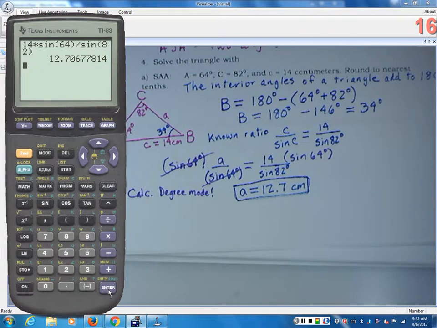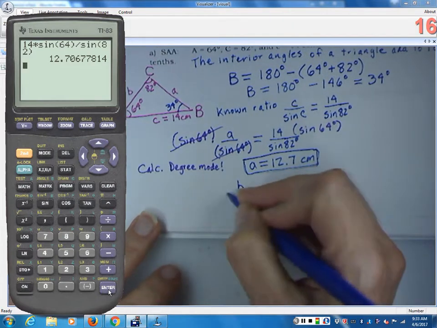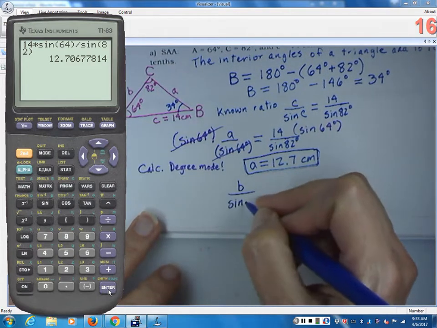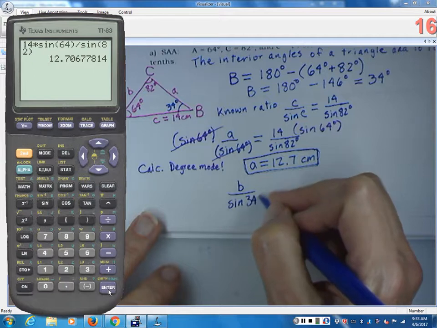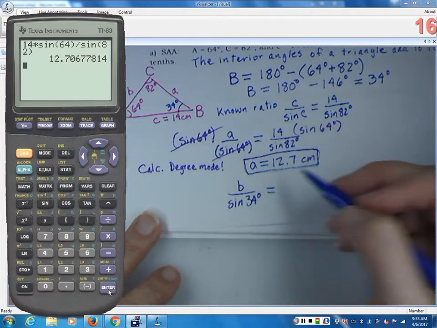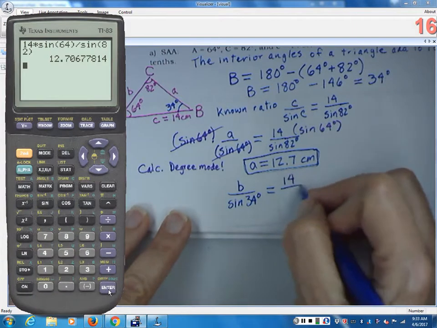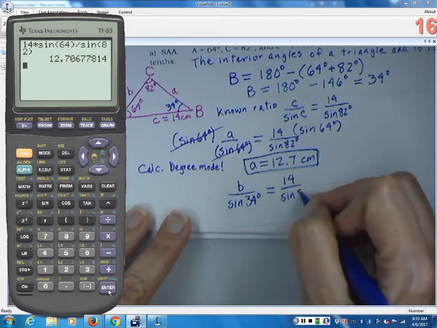Okay, we can find side B. It's B over the sine of the angle B, which is 34 degrees, equals, and we may as well just use the original known side that we have. And so if we made a mistake on the calculation for A, we won't carry it over. Okay. So we're going to use 14 over sine 82 degrees.